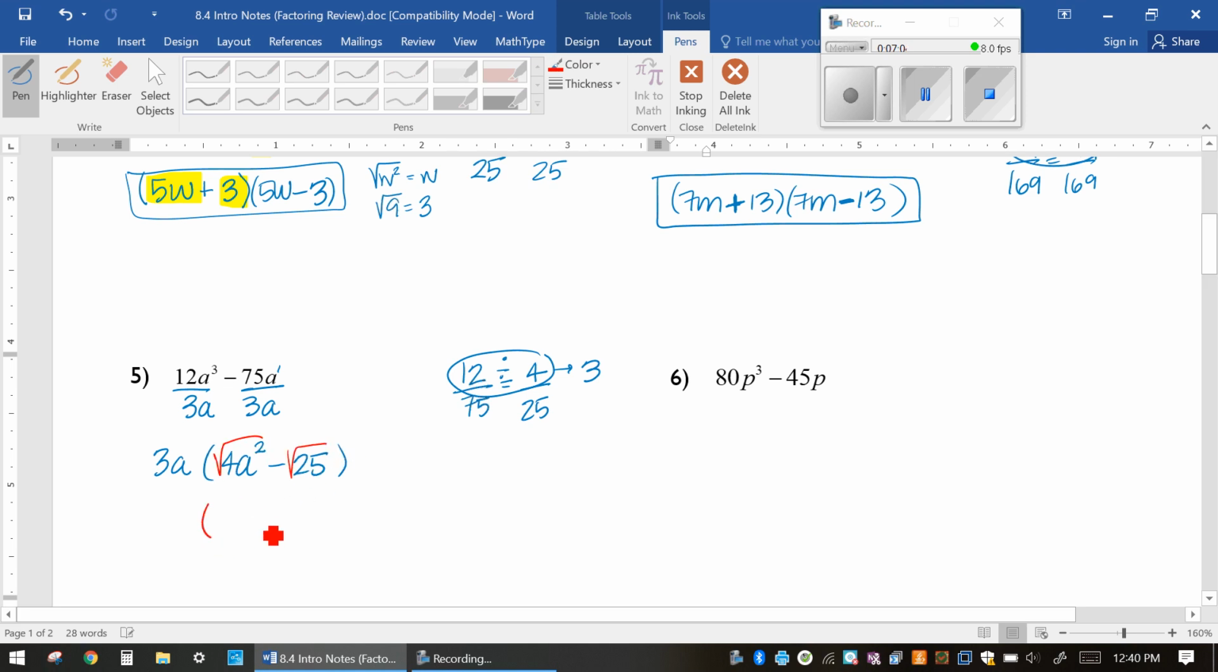This is the one that factors into 1 plus, 1 minus. It's a difference of squares, binomials. Bring down your 3a, because you can't lose the GCF. Square root of 4a squared is 2a. Write it in both binomials. Square root of 25 is 5. Remember, you need one with a plus and one with a minus.